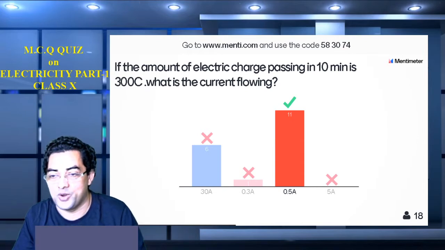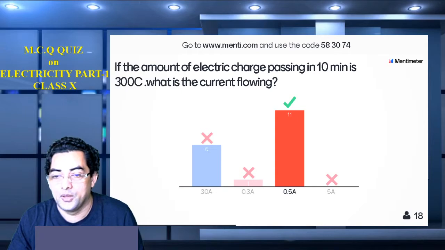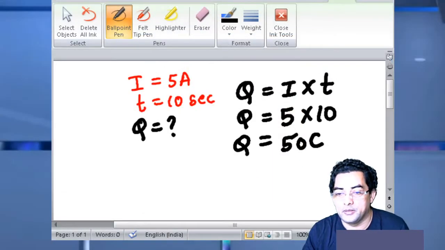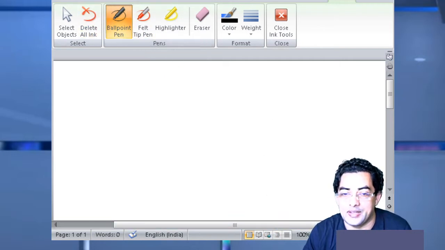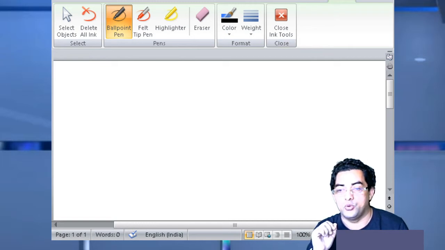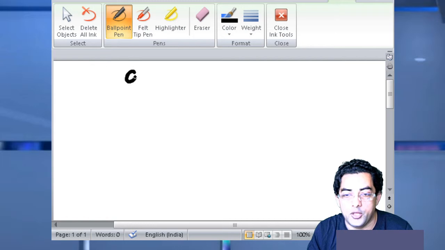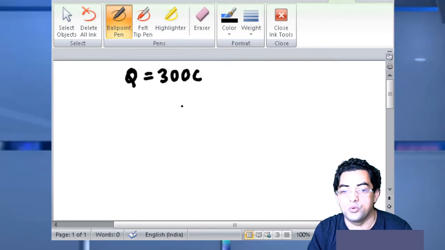Let me see how to work it out. Then we will quickly go to the leaderboard and check it out. Okay guys, so the way to solve this particular question, because many children got it wrong. As I tell you, first we have to read the question. So the question says, if the amount of electric charge passing in 10 minutes is 300 coulombs, so you have got Q as 300 coulombs, right? Charge is already 300 coulombs.